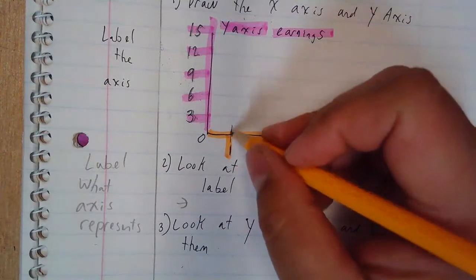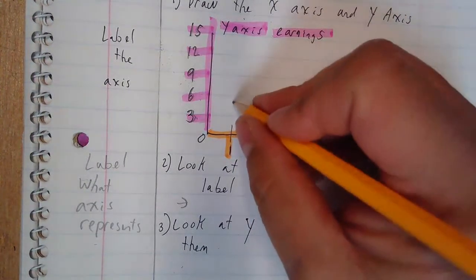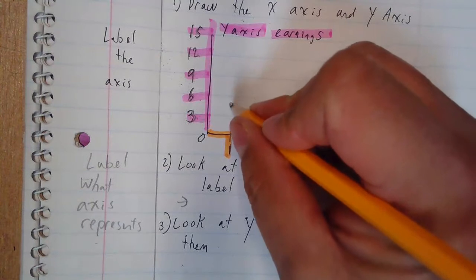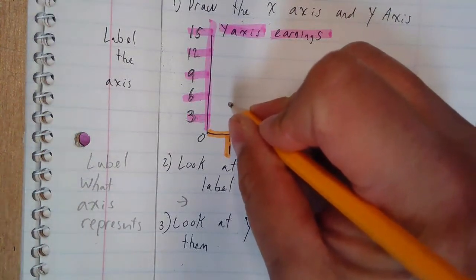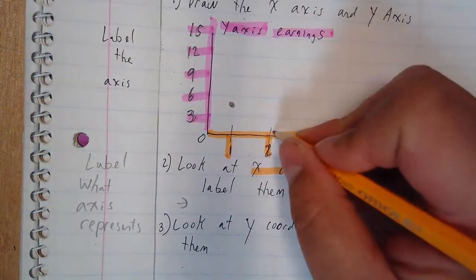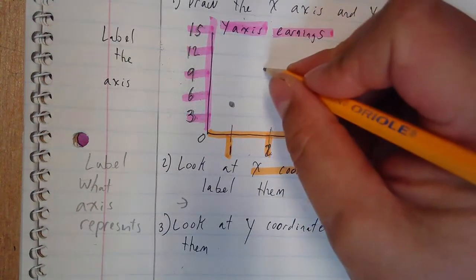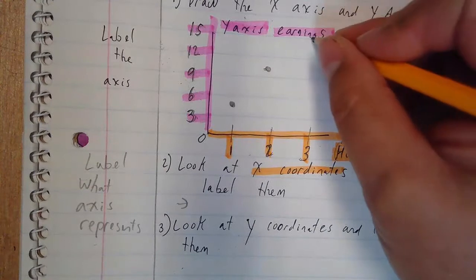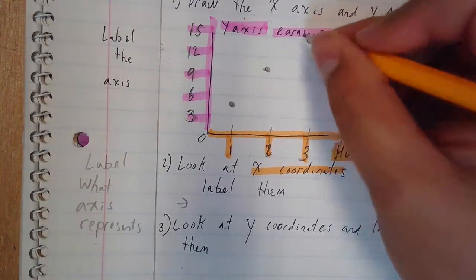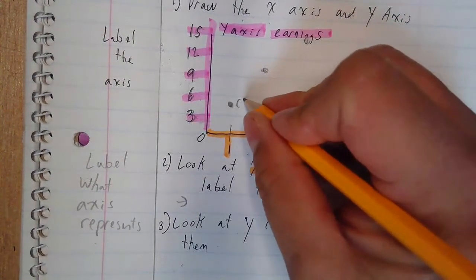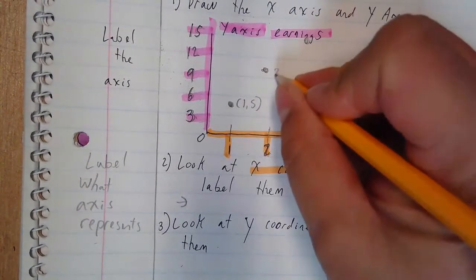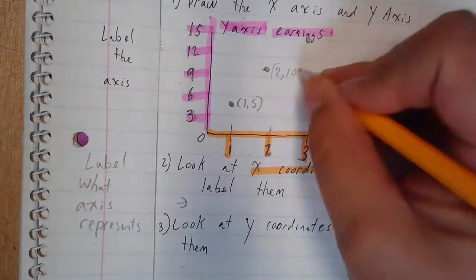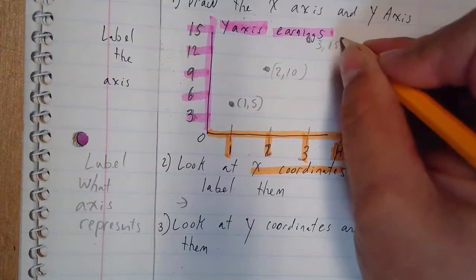But anyways, the first one was after 1 hour, she makes $5. So 5 is going to be somewhere there, right? Más o menos, more or less. After 2 hours, she makes $10. So close to 9 somewhere. After 3 hours, she makes 15. Okay, that's going to look a little weird, but that's okay. So here we have 1, 5, 2, 10, 3, 15.